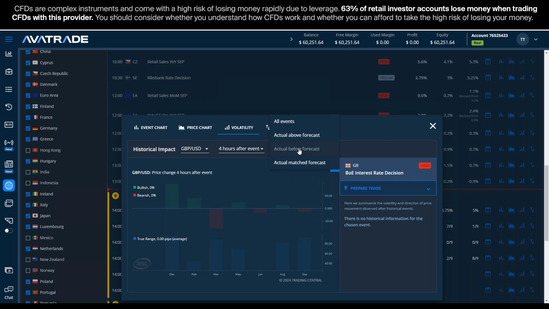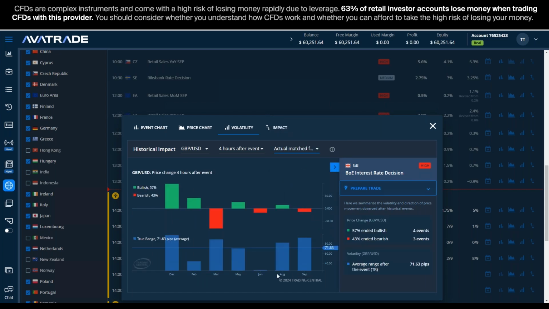So all we can do is look at when it matched the forecast, what happened. And what happened was it went up half the time and down half the time. As close to half as you can get, 4 and 3. So this data doesn't excite me to want to trade on that. It just seems like you might as well flip a coin as to which way to trade, regardless of how this comes in.